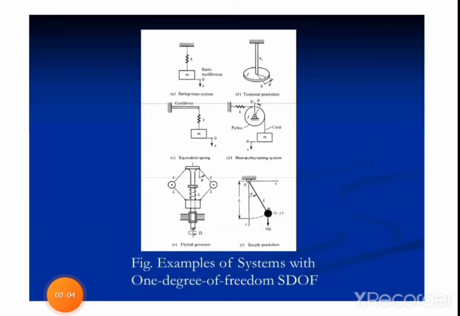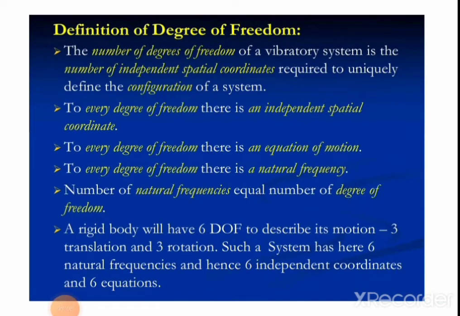We will move towards the proper definition of degree of freedom. The number of degrees of freedom of a vibratory system is the number of independent spatial coordinates required to define the configuration of the system. We can say that each degree of freedom has an independent spatial coordinate, or an independent equation of motion, and each has a natural frequency. The number of natural frequencies is equal to the number of degrees of freedom.